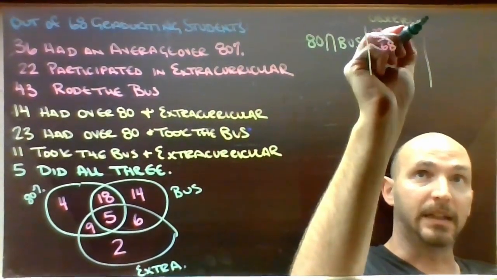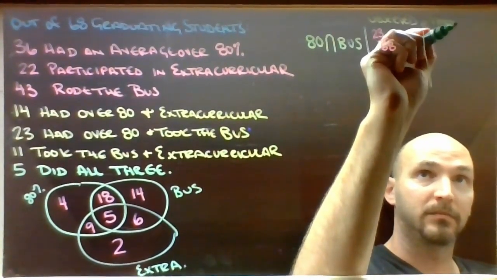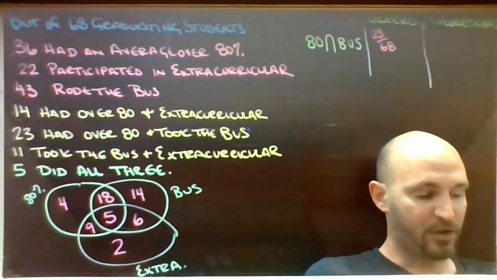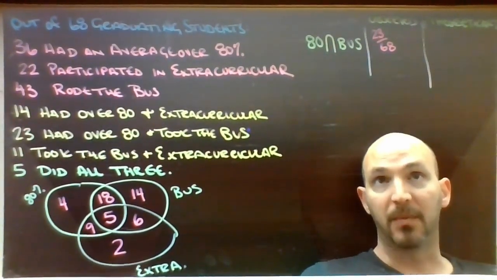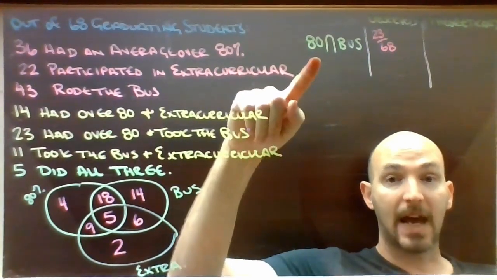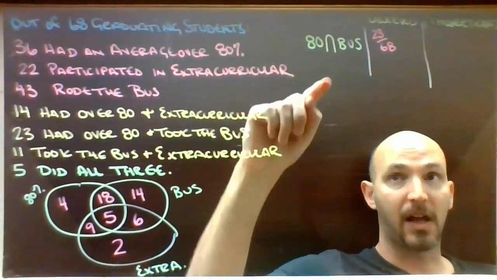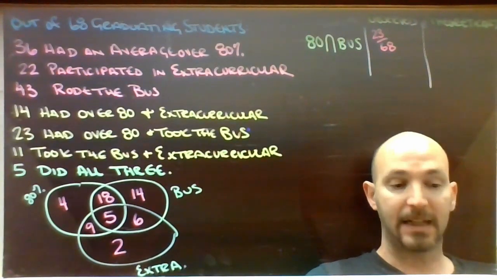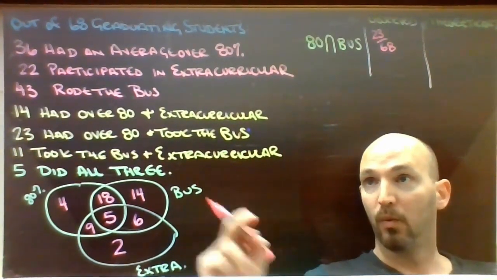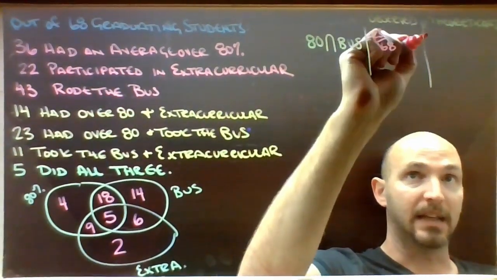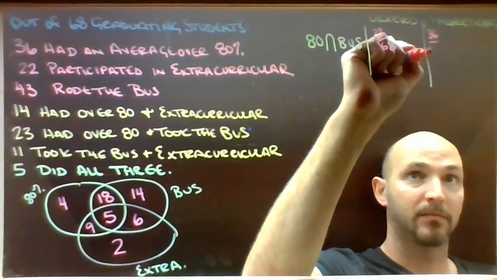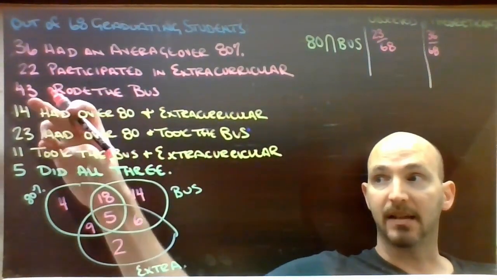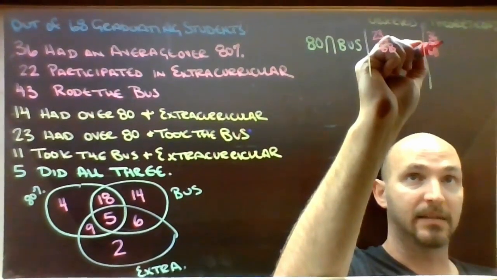Now, theoretically, I should be able to arrive at that same probability by taking the probability of getting an 80 or more and multiplying it by the probability of taking the bus. So the probability of getting an 80 or more would be 36 out of 68. And the probability of taking the bus is 43 out of 68.